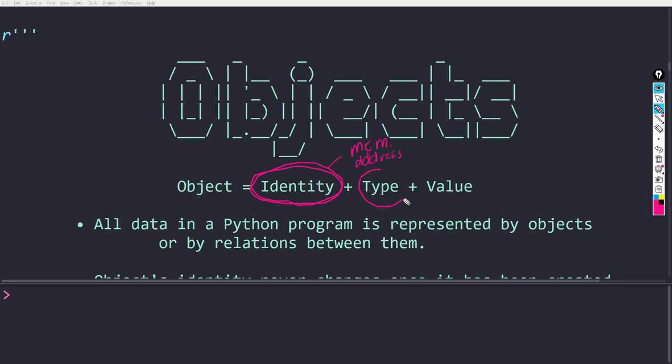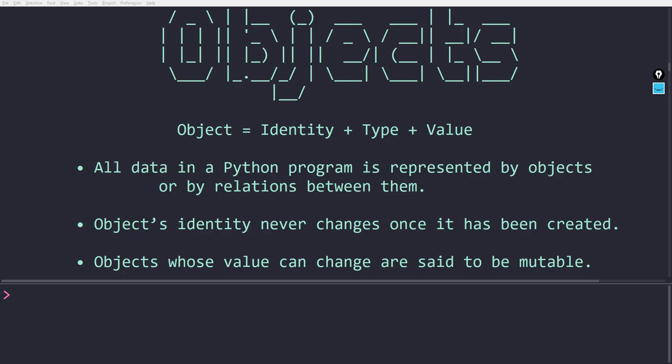It can be considered as the identity. You could also have the data type. So there are primitive data types: you have the float, the integer, Boolean, complex, and so on. You have value. So this is the actual value attribute or the data that the object contains. We could give an example later on. Let's proceed with the object's identity.